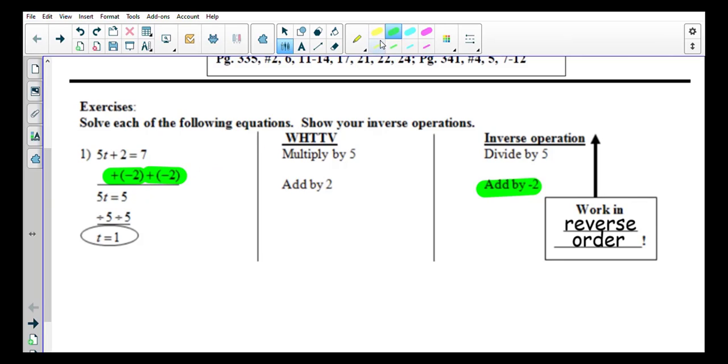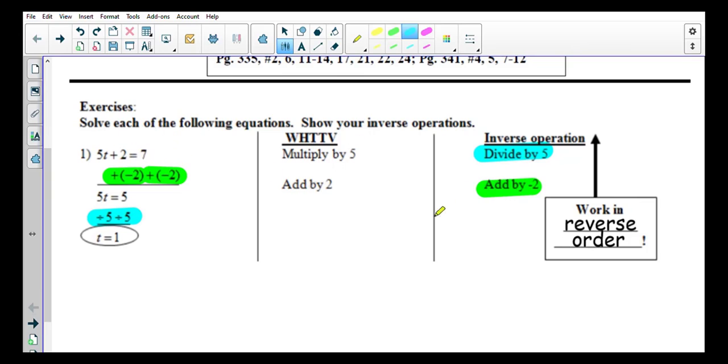So again, we're working in reverse order. Now what we're going to do is divide both sides by 5, since that's the inverse of multiplying by 5. We'll show that here. 5 divided by 5 gets you 1t. 5 divided by 5 gets you 1. So your final solution is t equals 1. You can check your solution here. If you grab your calculator, you can do 5 times 1 plus 2, hit equals. You want your calculator to give you 7, and it will.